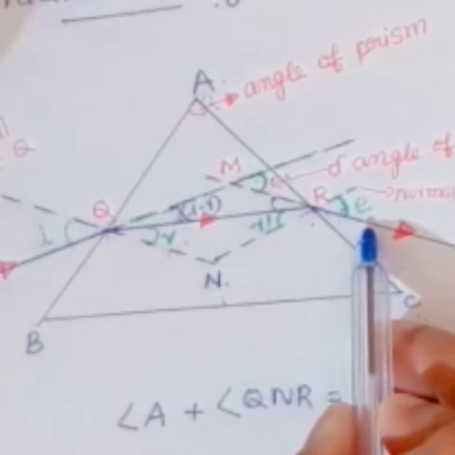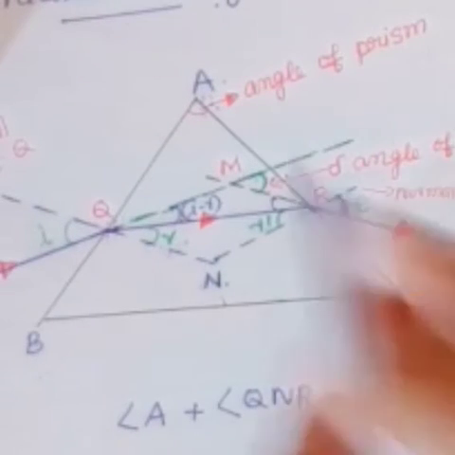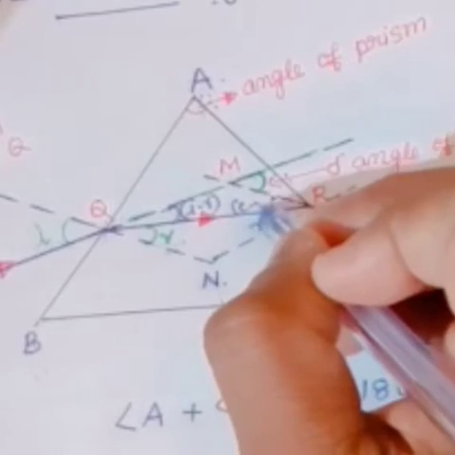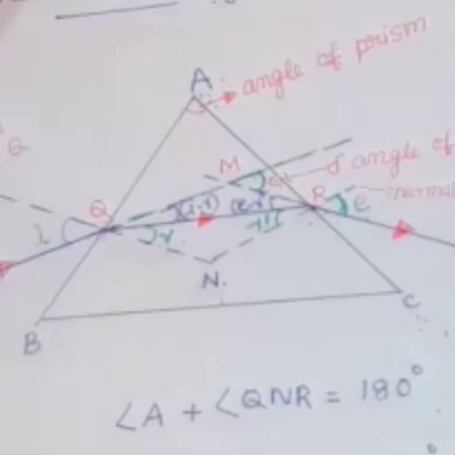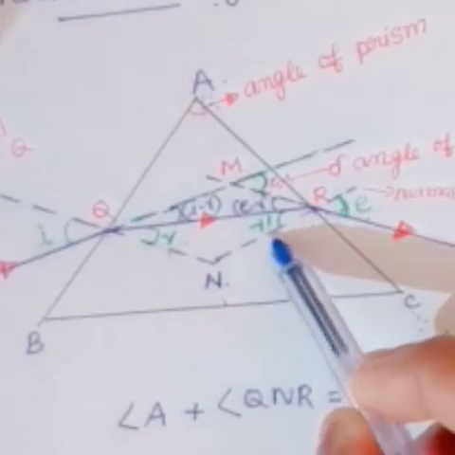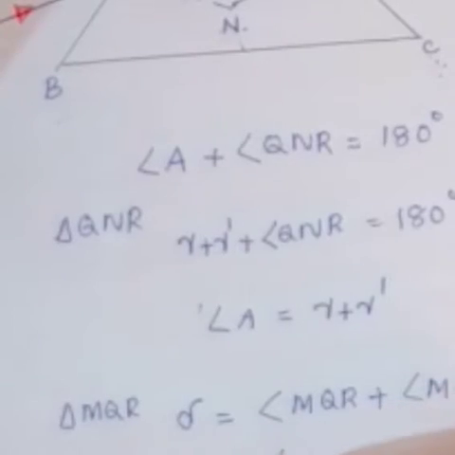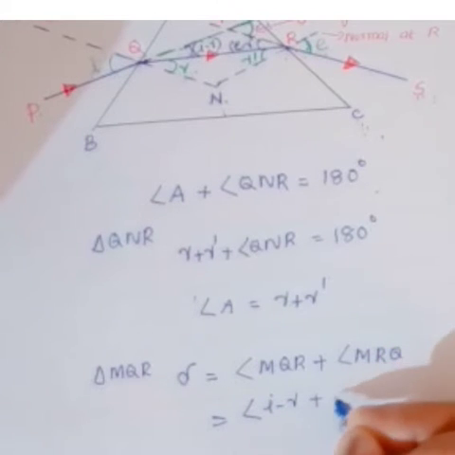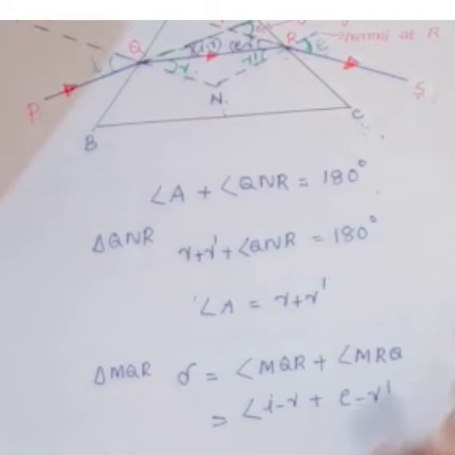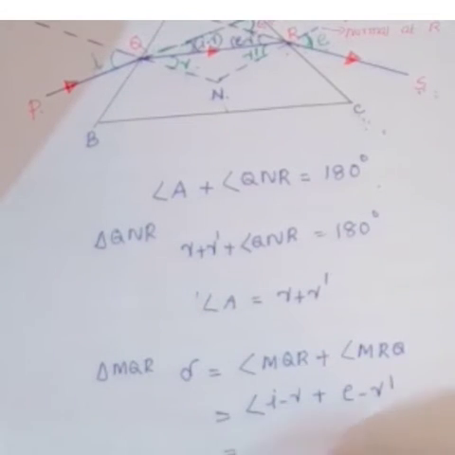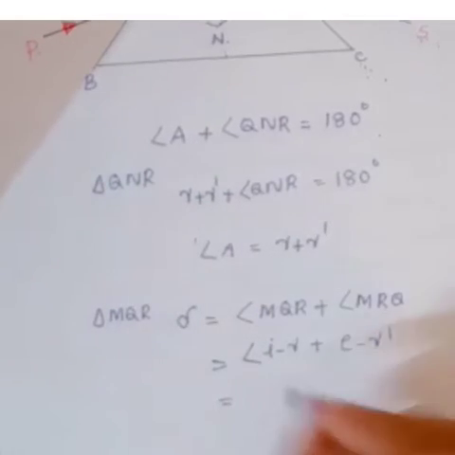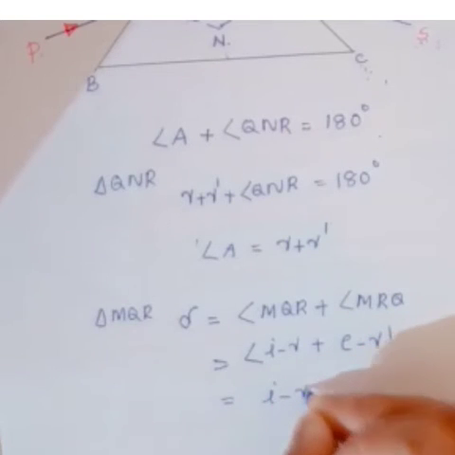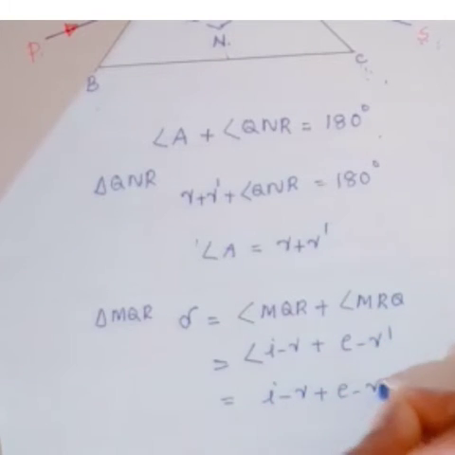Suppose this is angle of emergence E. So this angle is what? E minus R dash. So you can write these values in this equation. Angle MQR means I minus R plus what? MRQ is E minus R dash, which is equal to I minus R plus E minus R dash.